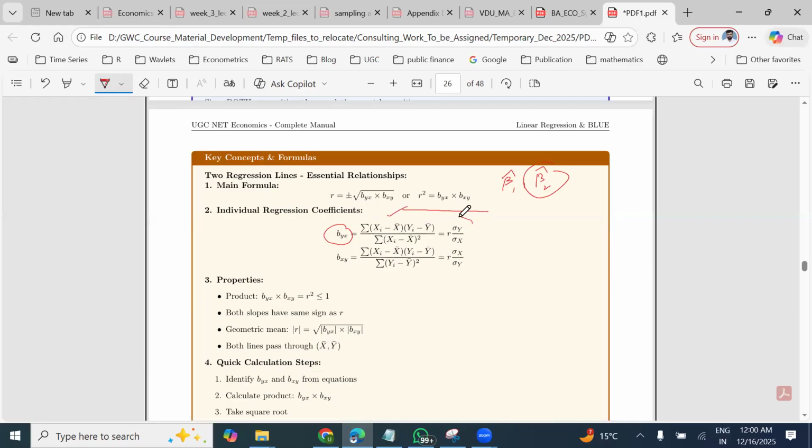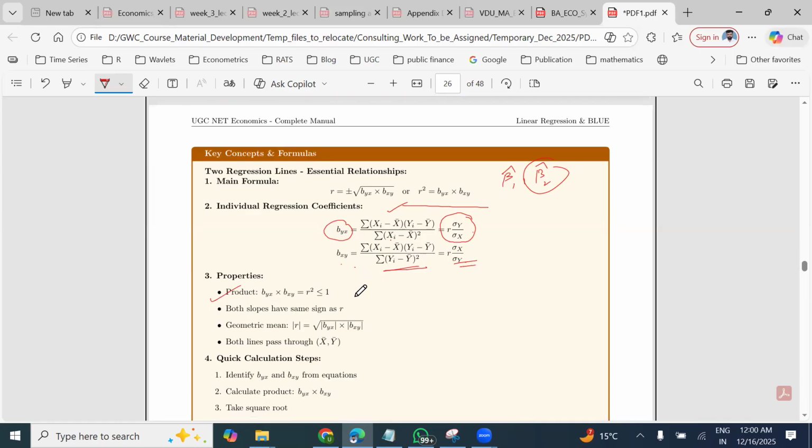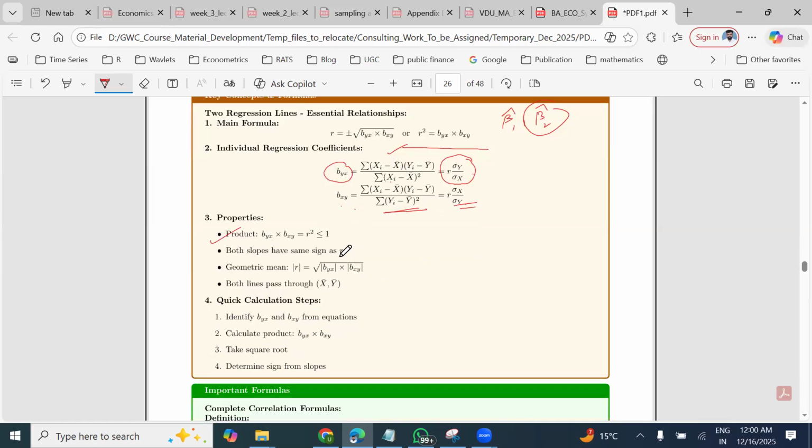Similarly, you can write it in terms of the correlation coefficient, R into sigma y upon sigma x. So the bxy formula will change, just the denominator: there it is x, here it is y. Clear? The property is R square will always be less than or equal to 1. Both slopes have the same sign as R. This is basically the geometric mean, because we are taking the square root. And both regression lines pass through the mean value.